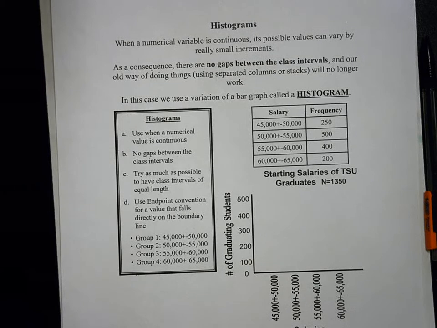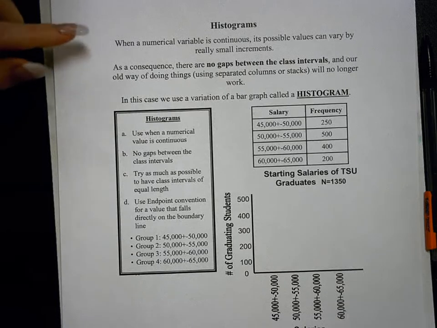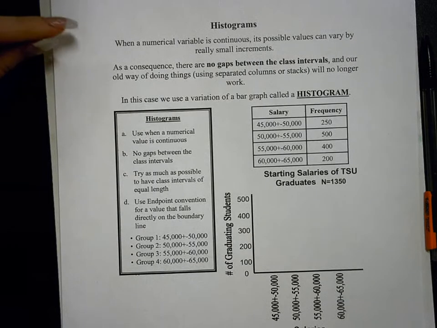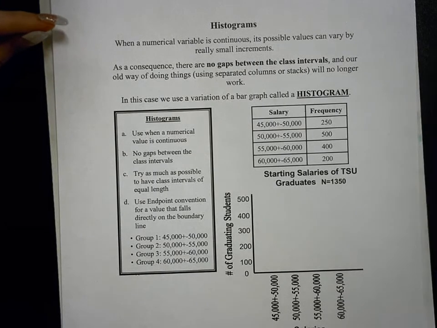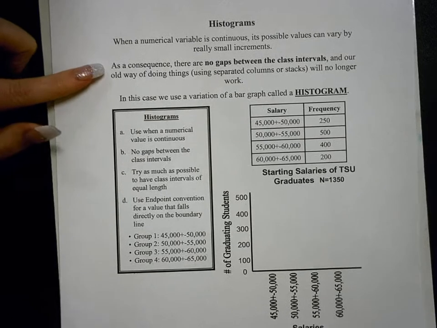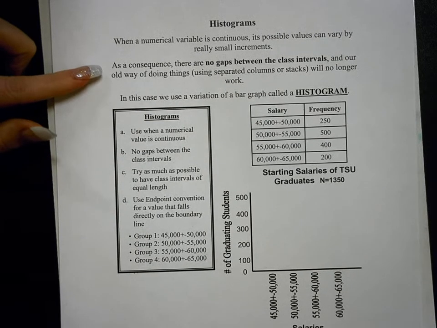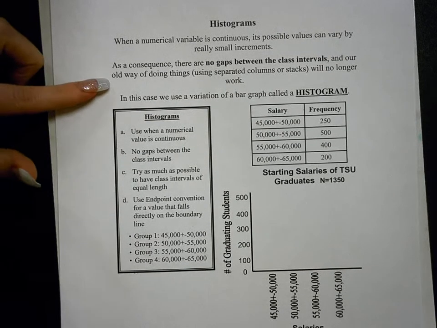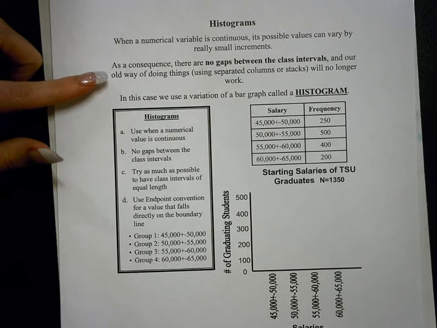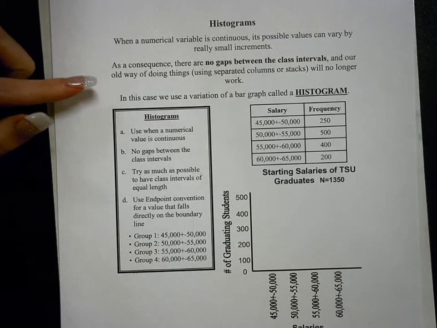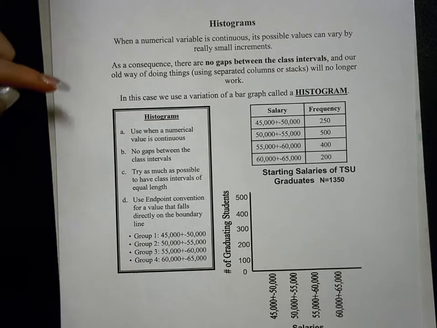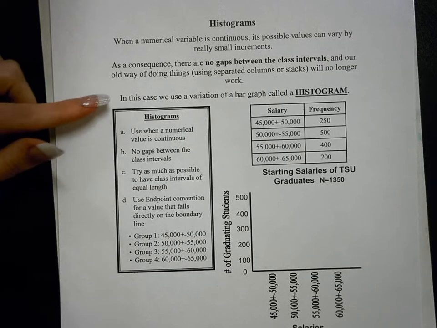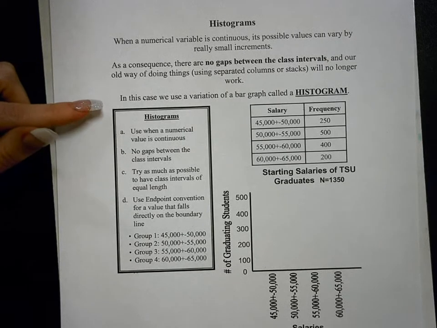The next type of statistical graph we are going to discuss is a histogram. When a numerical variable is continuous, its possible values can vary by really small increments. As a consequence, there are no gaps between the class intervals, and our old way of doing things, using separated columns or stacks like in bar graphs, will no longer work. In this case, we use a variation of a bar graph called a histogram.